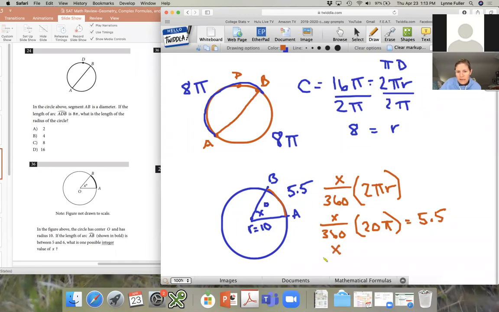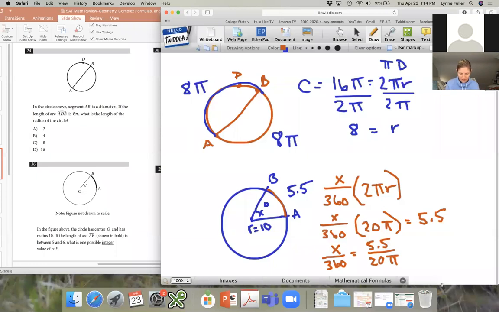So we can solve this as a proportion, which I think would be the easiest. And so we're going to move our 20 pi over to the other side, divide 5.5 by 20 pi. And then what we're going to do is just cross multiply and divide. Now, mind you, your degree measure won't be an integer. It'll probably be a decimal. So my recommendation to you is to round up or round down when you calculate this.